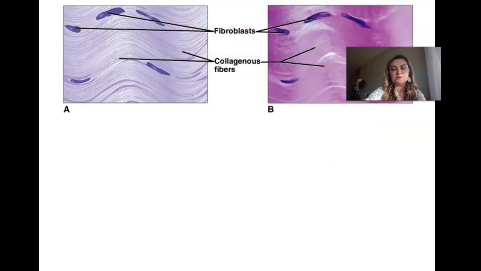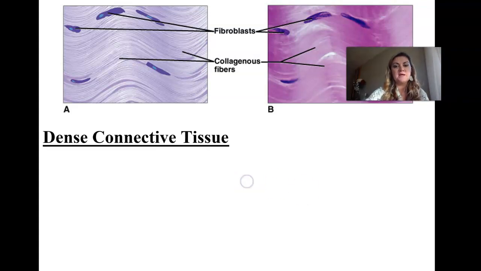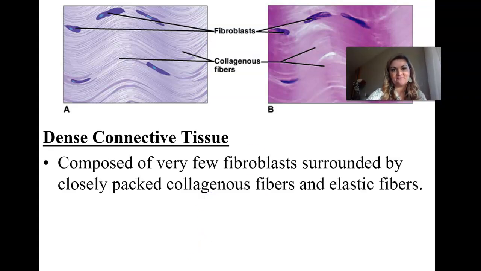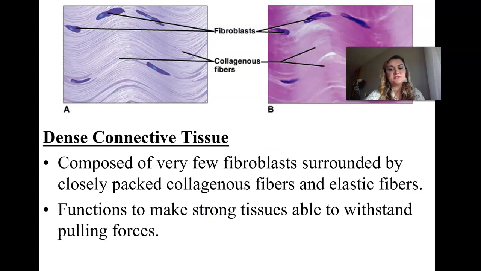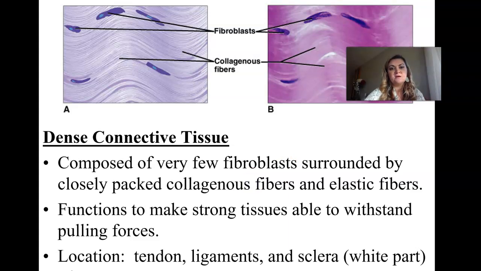This next type of tissue should be easy to identify because you're going to look for these waves. The waves are going to give it away. They're going to be thick collagenous fibers with fibroblasts embedded in between. This is going to be referred to as your dense connective tissue. It's going to be packed very tightly together. That's where it gets its name. So it's composed of very few fibroblasts that are surrounded by closely packed collagenous fibers and elastic fibers. It's going to function to make strong tissues able to withstand a pulling force. Places that you're going to find this are going to be like the tendons, ligaments, and the sclera, which is going to be the white part of the eye.